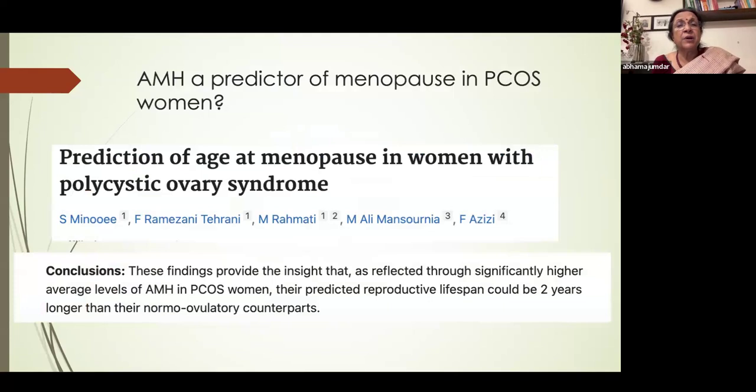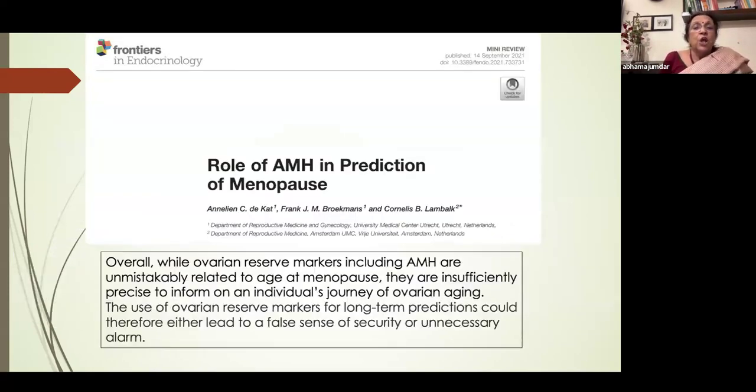Now here is another: AMH as a predictor of menopause in PCOS. This was Minot's study, prediction of age at menopause in women with polycystic ovarian syndrome. Then we look at the other spectrum of AMH: if the AMH is very high and the woman has PCOS, does the menopause age change? These findings provide the insight that, as reflected through significantly higher average levels of AMH in PCOS women, their reproductive lifespan could be 2 years longer than their normal ovulatory counterparts. So if it is very high, then maybe it is 2 years more than their normal ovulatory counterparts. And if it is low, then it has to be really very low to predict that menopause will happen within the next 5 years. So this was a very nice article and I loved it when I read it.